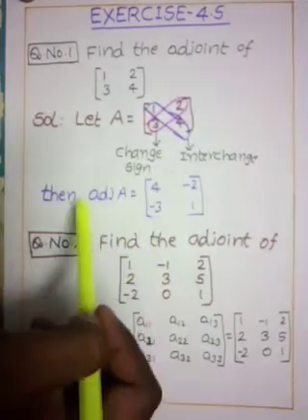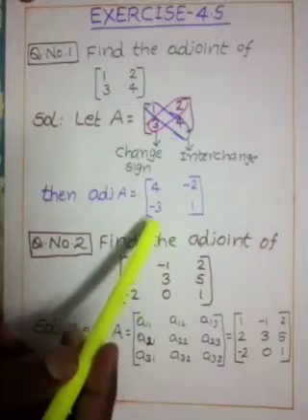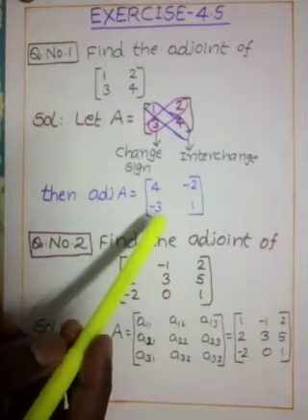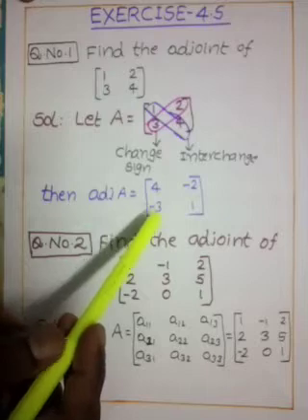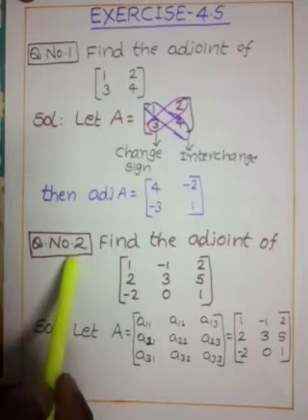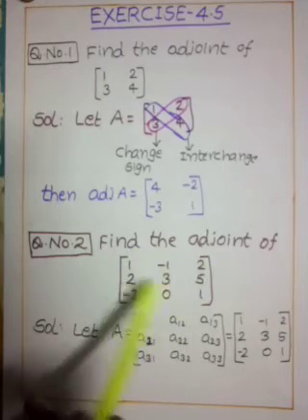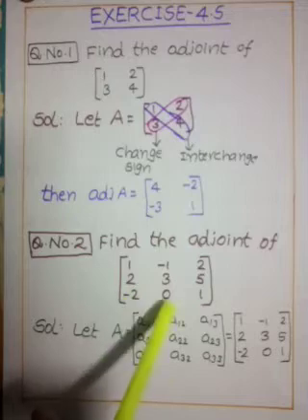This is nothing but the adjoint of the given matrix A. Understood, my dear children, how to write the adjoint of A for a matrix of order 2 by 2. Now come to question number 2. Find the adjoint of the matrix [1, -1, 2; 2, 3, 5; -2, 0, 1].